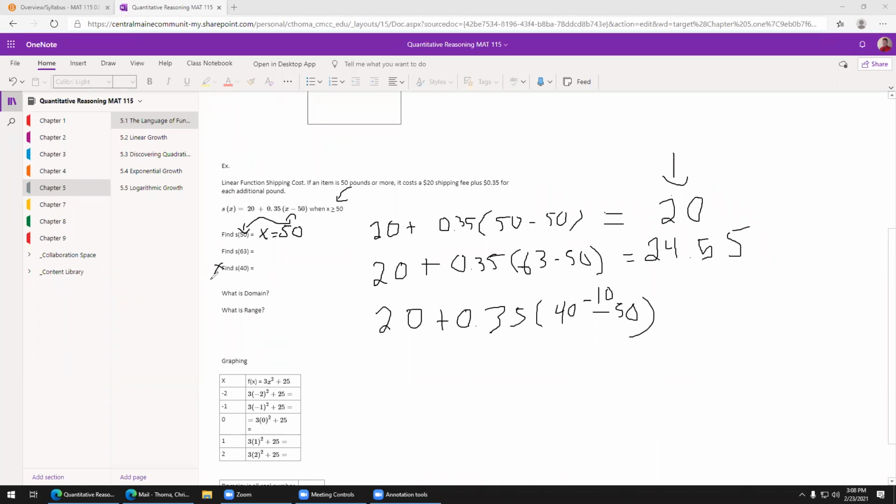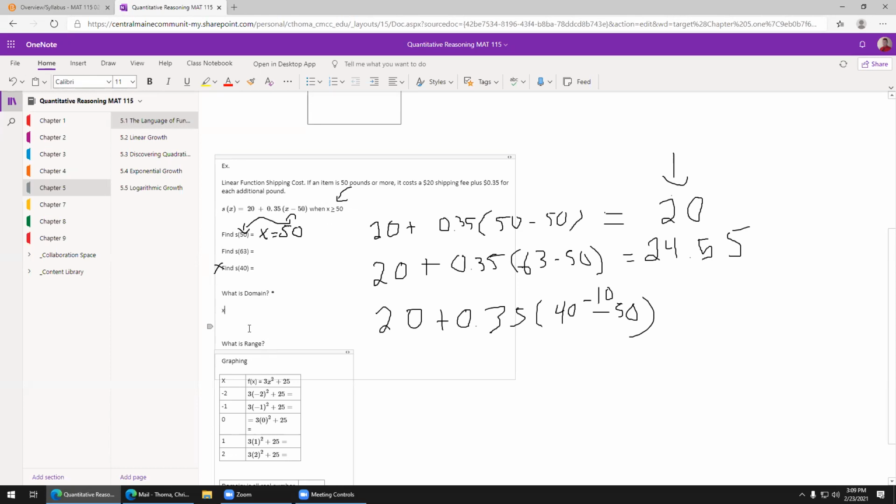So based on this information, what is our domain? What can X be? Would it be that X has to be greater than 40? Not 40, I'm sorry, 50. Sorry. There we go. Yep. So X has to be greater than or equal to 50.